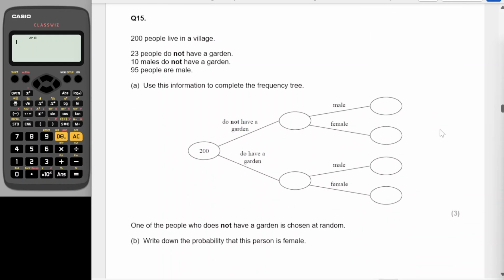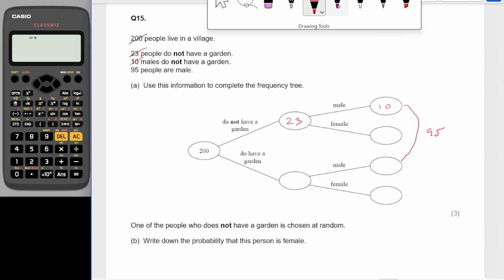Question 15, 200 people live in a village. 23 of them do not have a garden. 10 males do not have a garden. 95 of the people are male. Use this information to complete the frequency tree diagram. So we've already got 200 put in. 23 do not have a garden. 10 males do not have a garden, so we're going to put 10 in that box there. And then 95 people are male, so I'm going to put 95 there. So that's my first level, the information from the question.